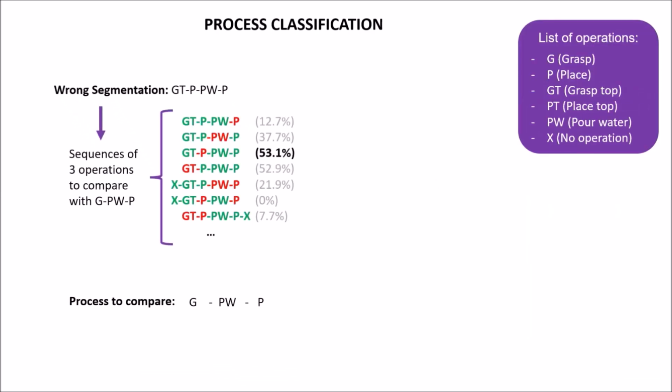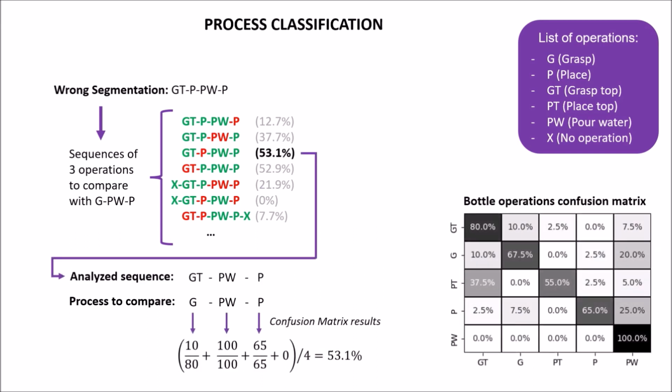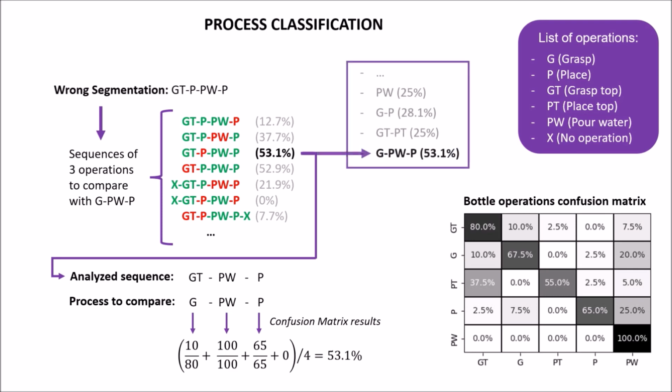This is an example of how the likelihood of a wrong segmentation is computed for the grasp, pour water, place process. As this process has three operations, all the sequences of three operations of the segmentation are analyzed. Then, for each of them, the likelihood of each operation is calculated based on the confusion matrix results of that object, and a zero is added to penalize every extra operation of the segmentation. The average of these values is the likelihood of the analyzed sequence. Finally, the maximum likelihood is assigned to the evaluated process.